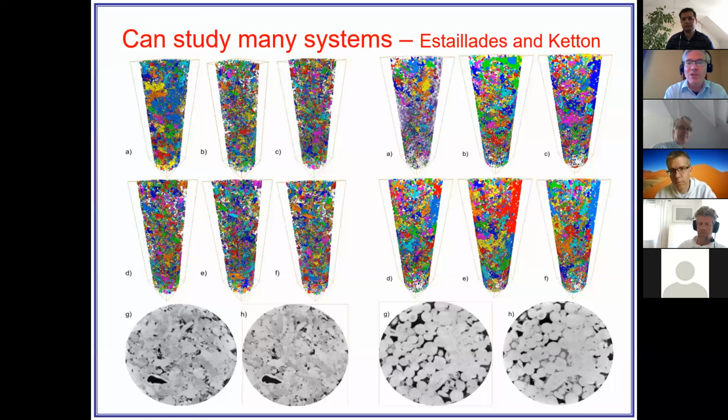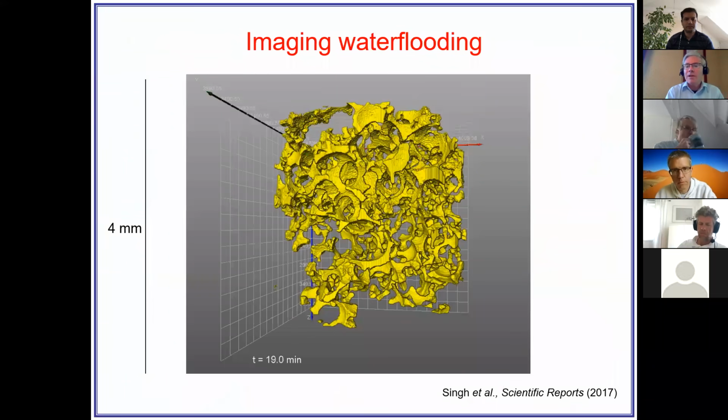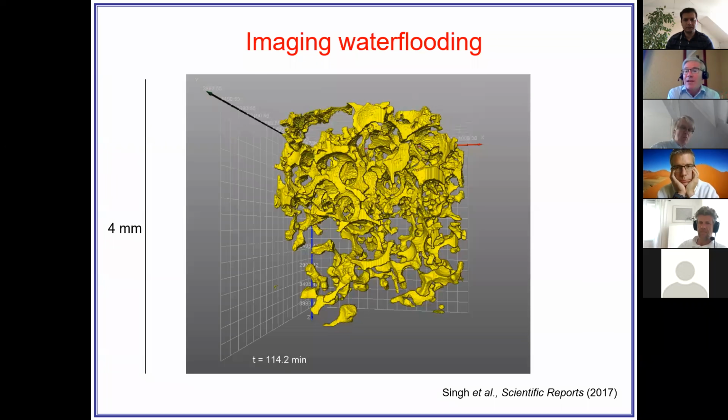So these are 2 limestones that we have here. Okay, so we can see the trapping. But what about these X-ray images? Hopefully there's a video playing for everyone. Okay, so what's shown in yellow is the non-wetting phase.